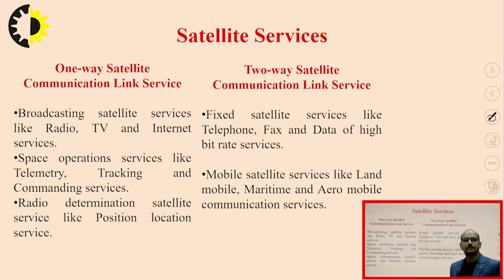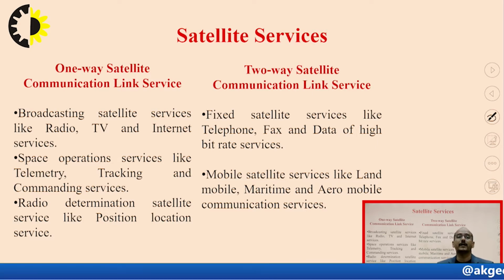Then, as an example of where we use this, take DTH, direct to home service, which you are using at your home. In that particular technology, you place a dish antenna on the roof of your home, and it is pointed towards the satellite link, and it is only receiving the data. It means one-way communication only.